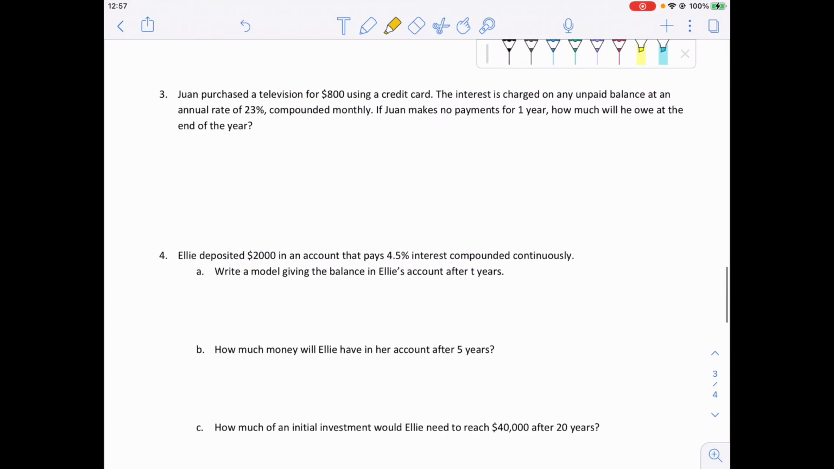So let's say Juan purchased a television for $800 using a credit card. The interest is charged on any unpaid balance at an annual rate of 23%. That, well, it might seem high, is actually maybe not that much. I would say annual percentage rates on credit cards can be anywhere from maybe 12% to, they can get pretty high, like in the 40s. Depends on your credit. So the better your credit is, the lower your annual rate might be.